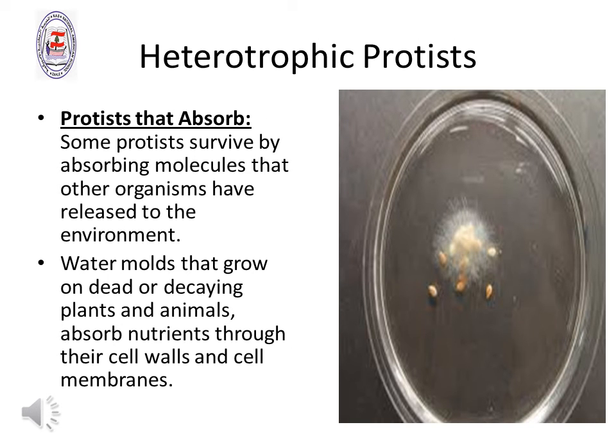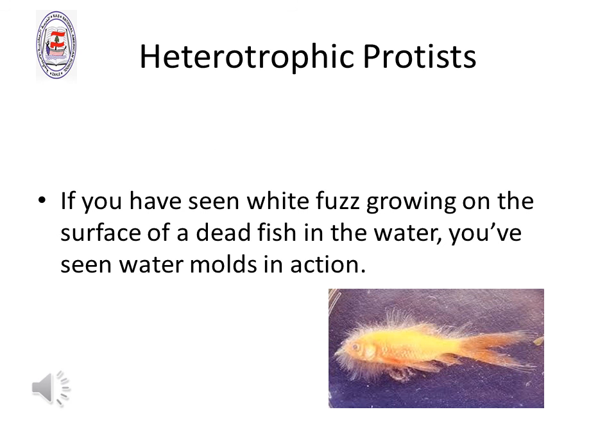Let's move on to protists that absorb. Some protists survive by absorbing molecules that other organisms have released to the environment. For example, water molds are considered protists that absorb. They grow on dead and decaying plants and animals. They absorb nutrients through their cell walls and cell membranes. If you have seen white fuzz growing on the surface of a dead fish in the water, you've seen water molds in action.